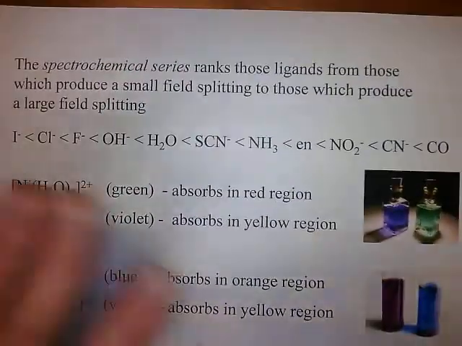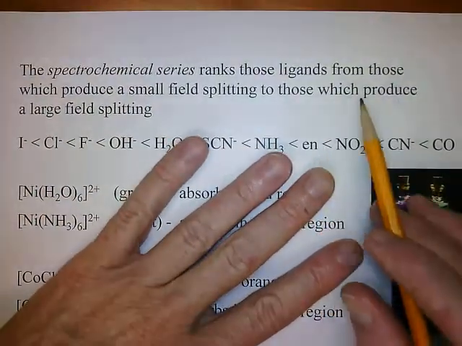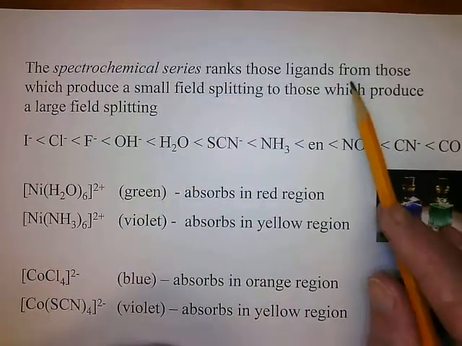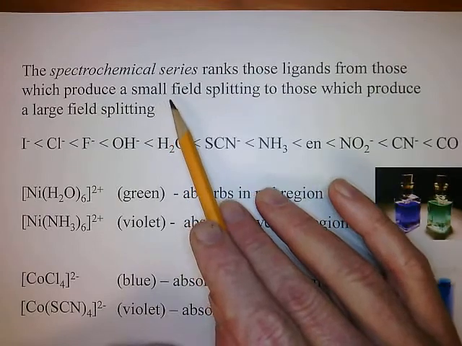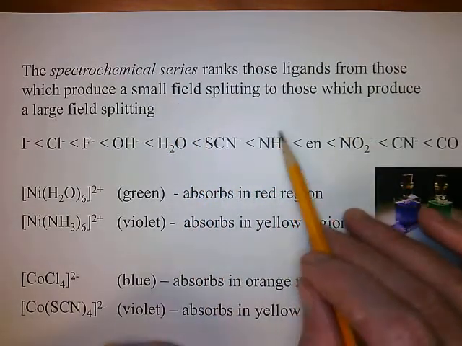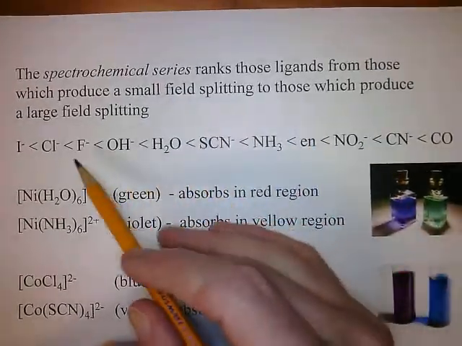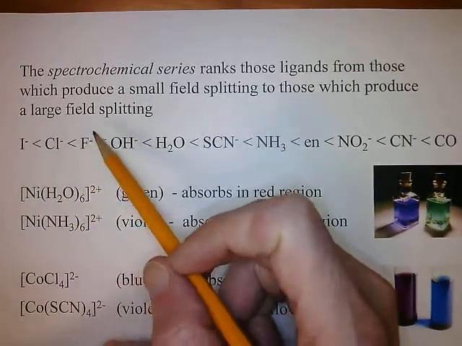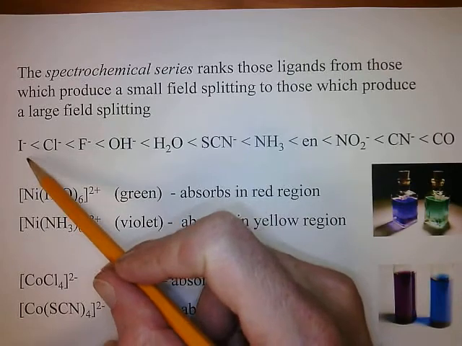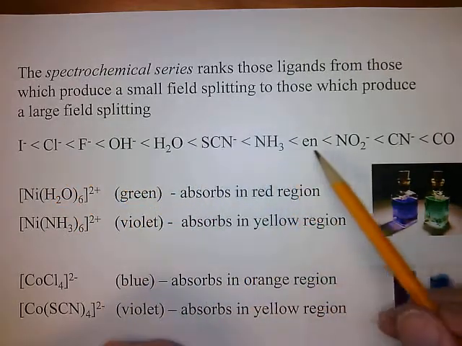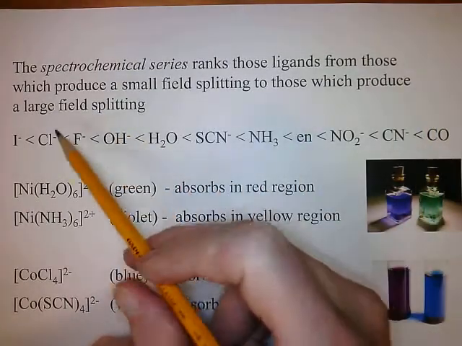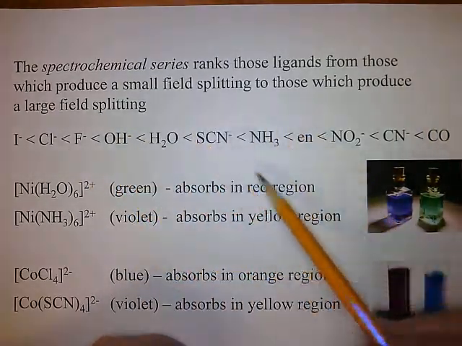Anyway, so what we call the spectrochemical series ranks the ligands from those producing a small field splitting to those which produce a big field splitting, right? So here's our spectrochemical series. Alright, so we're going from small field splitting to bigger and bigger and bigger field splittings. Okay? So down here, and note the way these are kind of grouped.